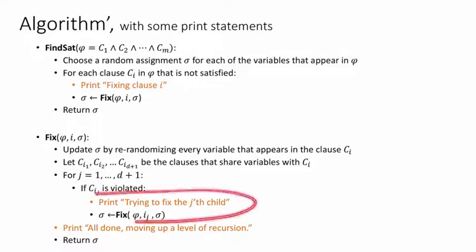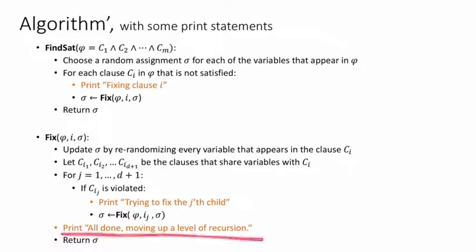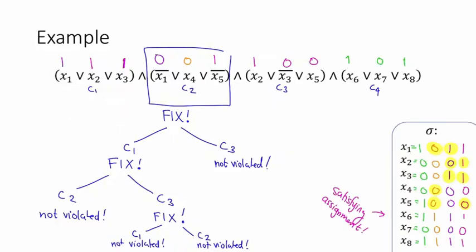So this is really the key to why these print statements are going to compress things, is because I'm getting away with actually printing a lot less information here in terms of bits than I would be if I were to just report the clause that I were fixing. Finally, when I'm done with all of my recursive calls, cleaning up all the mess I made, I'm going to print all done, moving up a level of recursion.